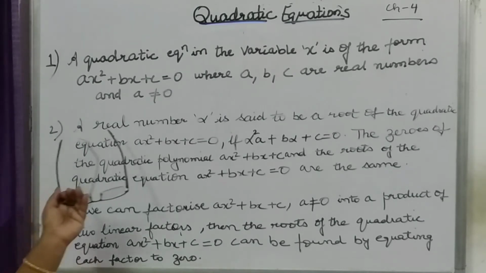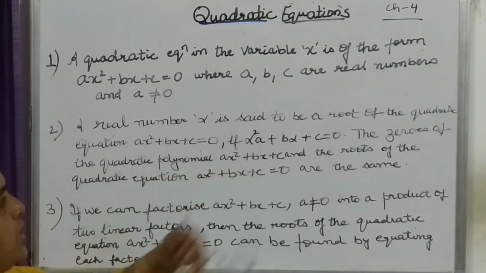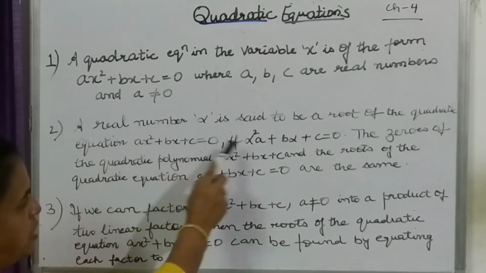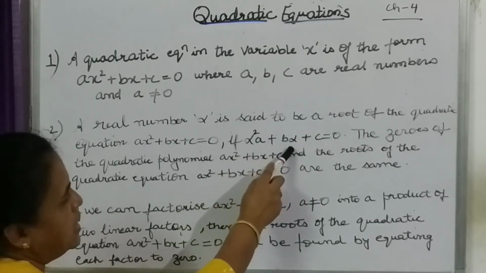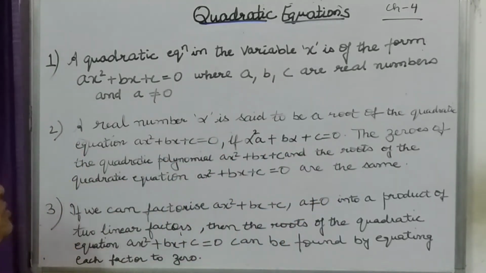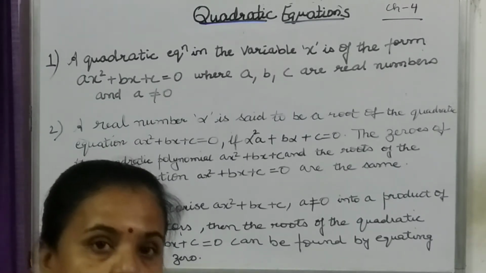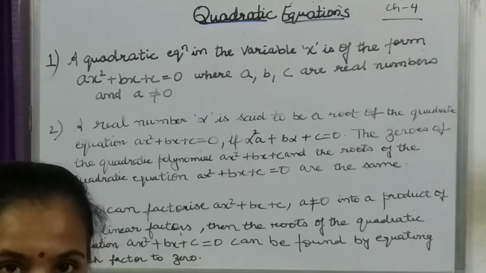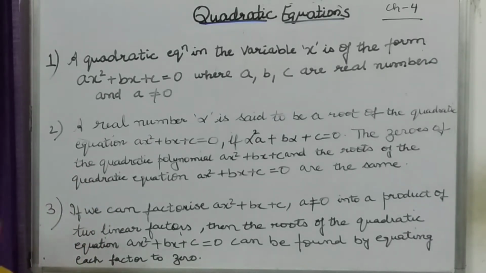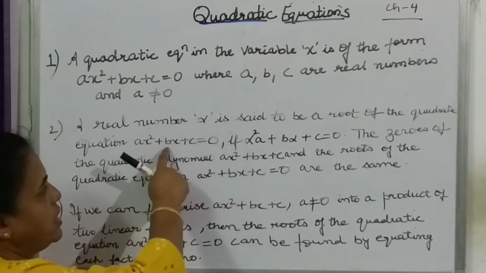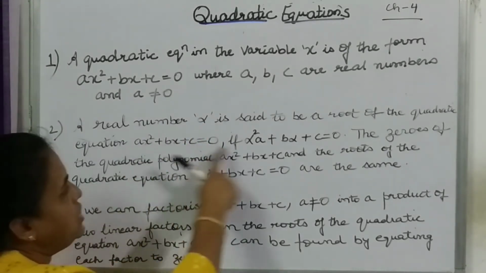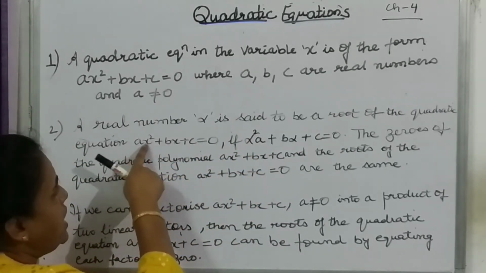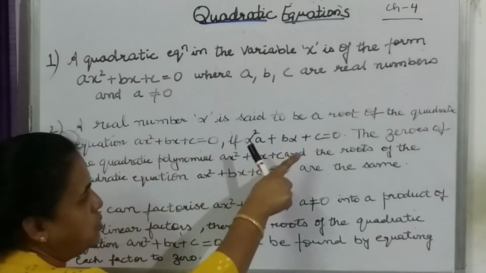Now the second one is, a real number alpha is said to be a root of the quadratic equation ax square plus bx plus c is equal to 0 if a alpha square plus b alpha plus c is equal to 0. That means when I say alpha is the root of the quadratic equation, the root means the solution of the quadratic equation. So if I say it is a solution, I mean that when I substitute alpha in place of x, it reduces to a alpha square plus b alpha plus c is equal to 0.